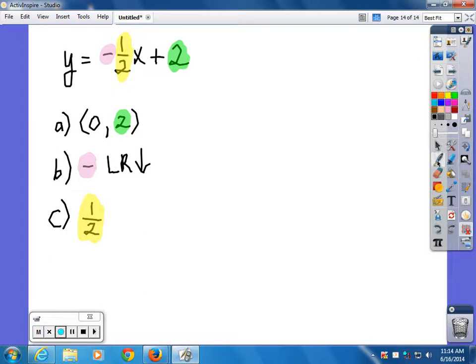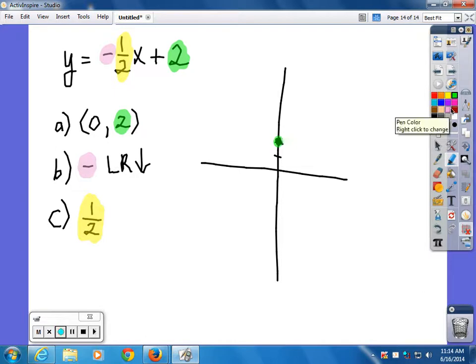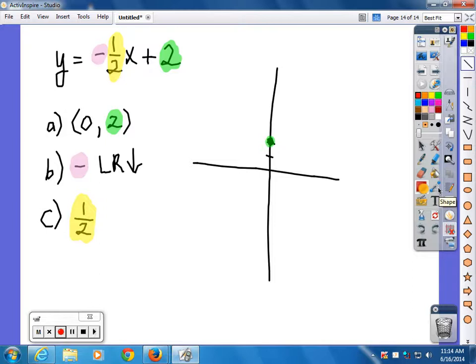Now, let's plot my y-intercept. What is my y-intercept? 0, 2. So 0, 2, and I'm going to color that green. There. And I'm going to take a very light gray line, and I'm going to color it gray, and I'm going to make it real light.